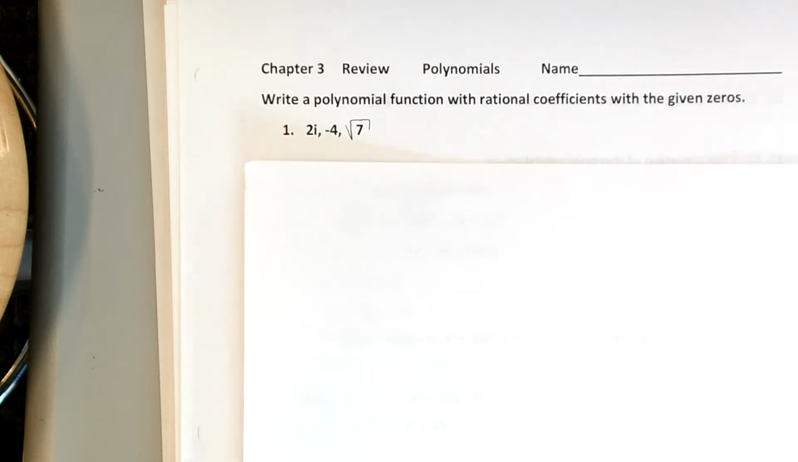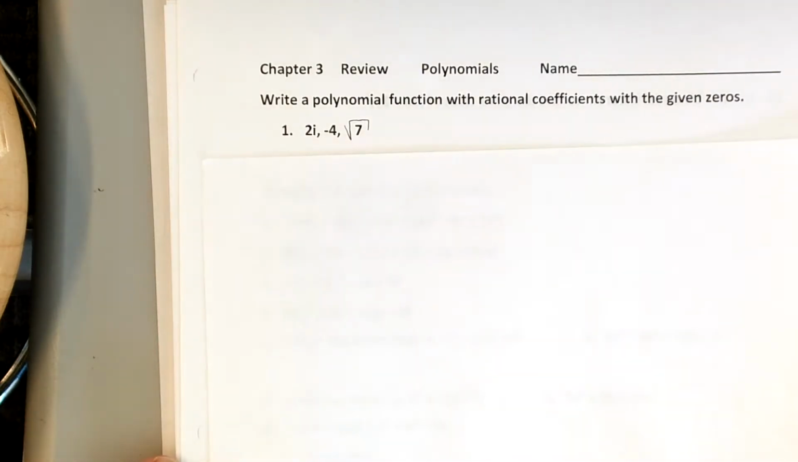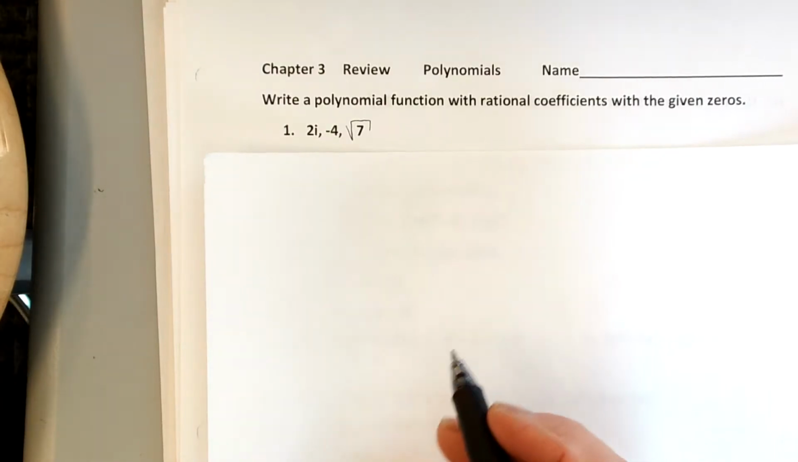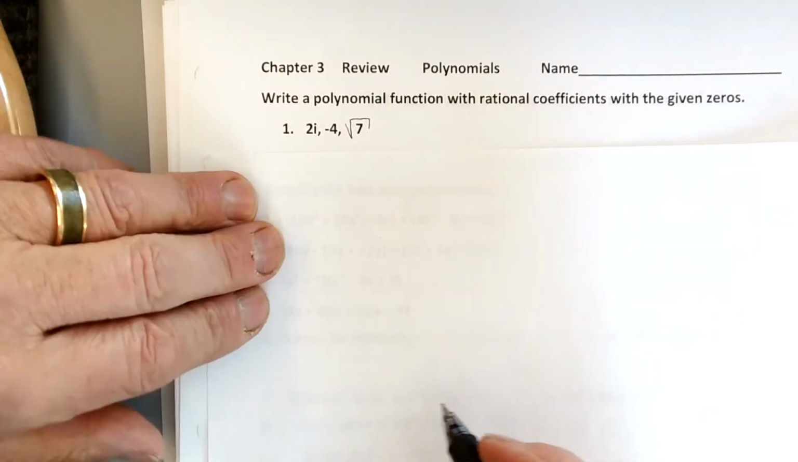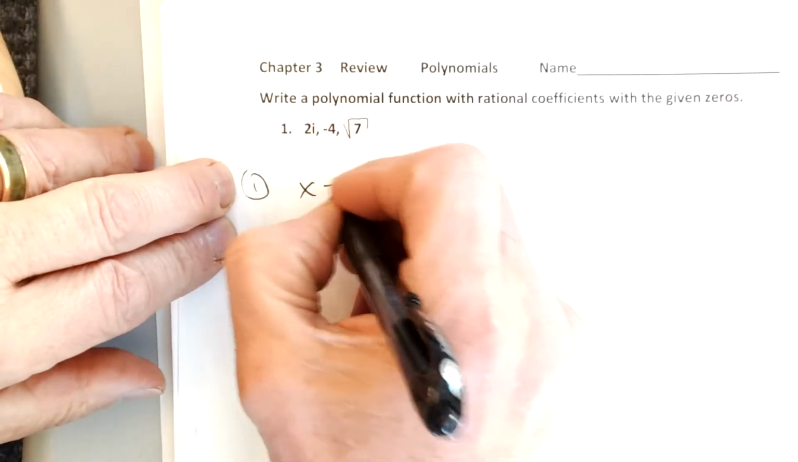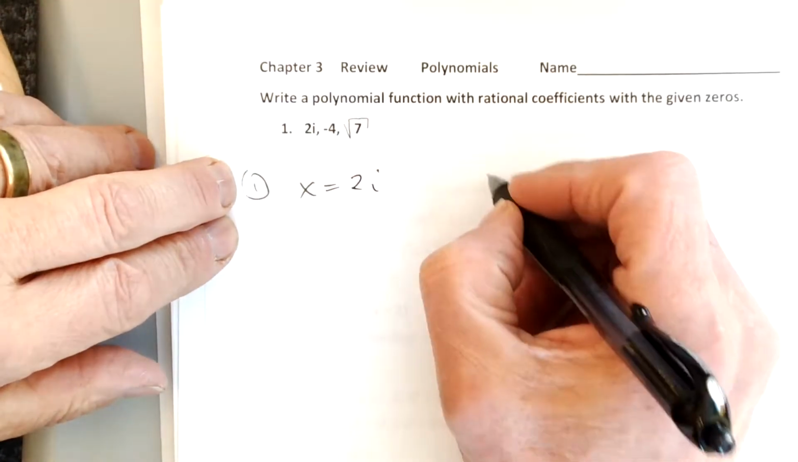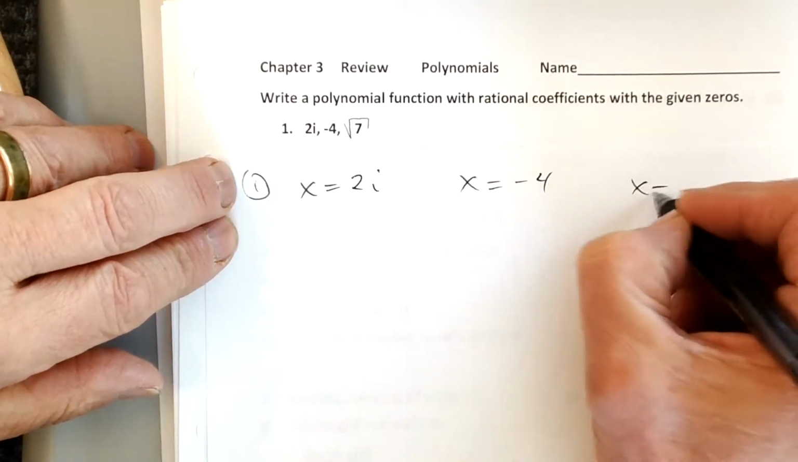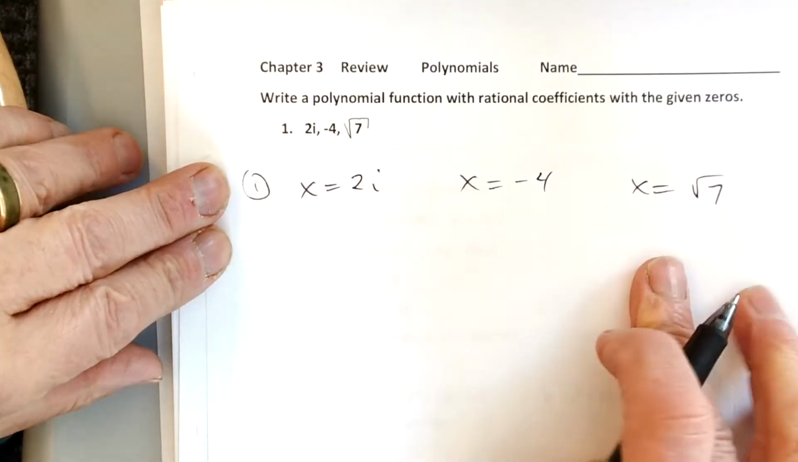Okay, Chapter 3 review. Write a polynomial function with rational coefficients with given zeros. What does that mean? Well, let's make the equation. So I do know one answer, so I'm looking for a polynomial. Number one, I know one answer is x equals 2i, another answer is x equals -4, and one more answer is x equals the square root of 7. So how do we get these equations?